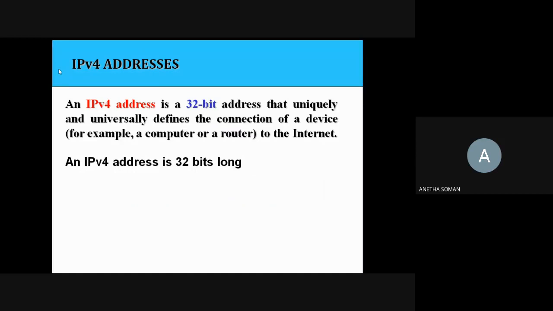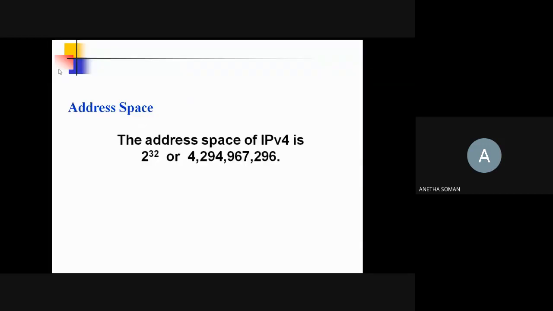If you want to identify a device in the network, you need an address. So in the network layer, you will call it an IP address or a logical address. Now this IP address can have two versions. One is version 4 and the other one is version 6. Now version 4 is a 32-bit long address and the total number of address space is 2 power 32.